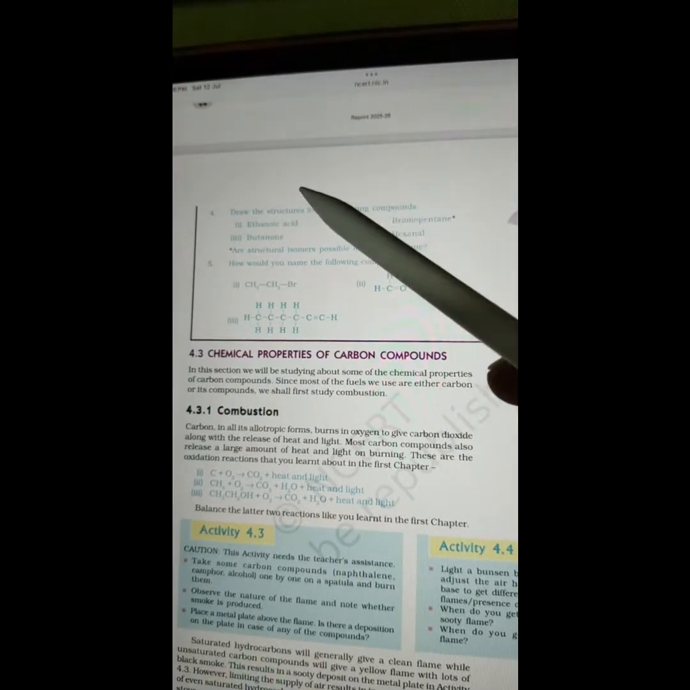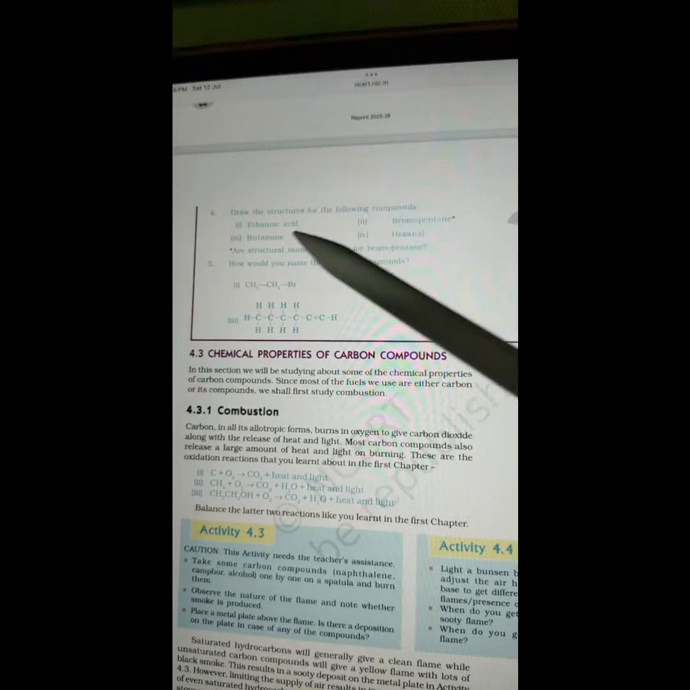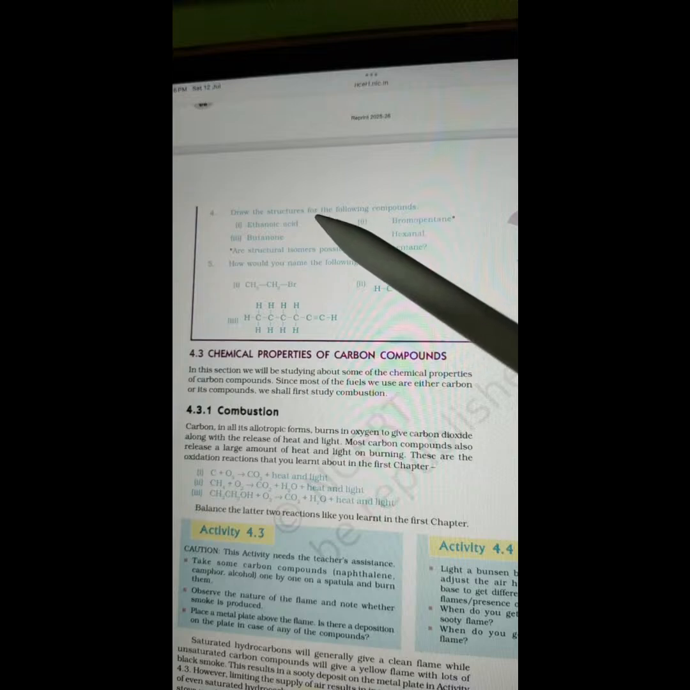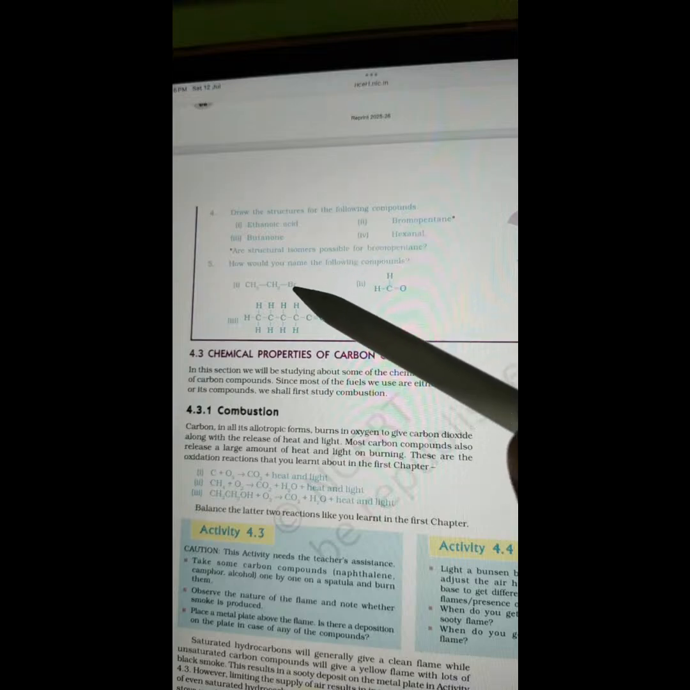in text question 4, draw the structures for the following compounds: 1. Ethanoic acid, 2. Bromopentane, 3. Butanol, 4. Hexanol. Are structural isomers possible for bromopentane? Question number 5. How would you name the following compounds? So you need to find it out for 1, 2, and 3.